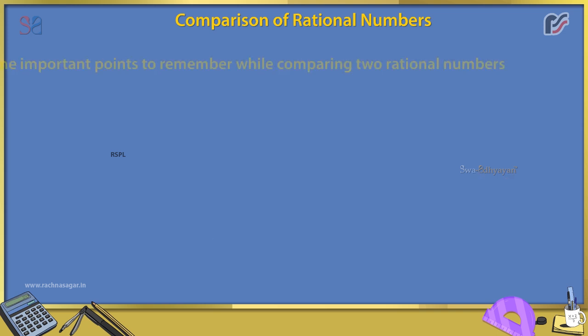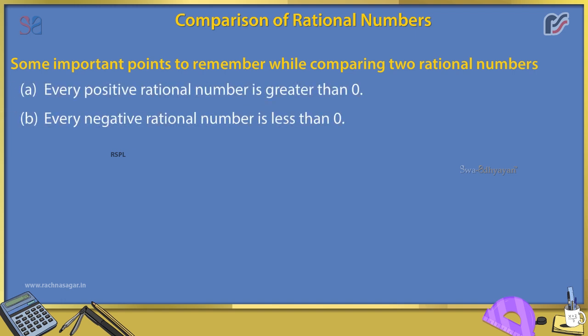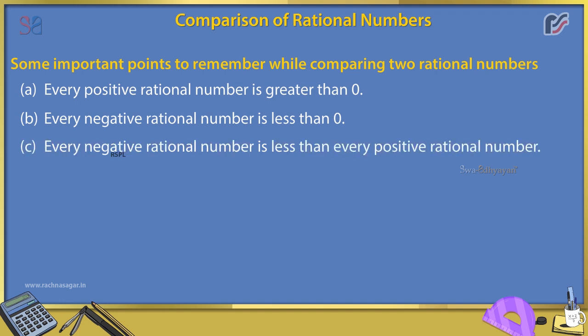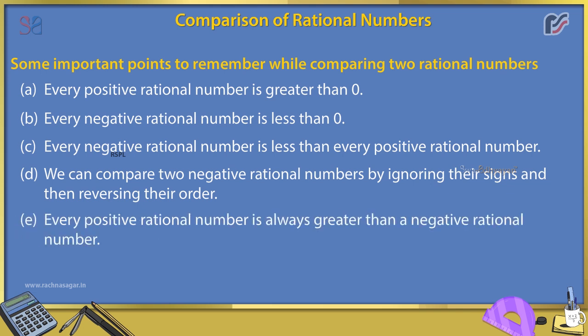Some important points to remember while comparing two rational numbers. A. Every positive rational number is greater than 0. B. Every negative rational number is less than 0. C. Every negative rational number is less than every positive rational number. D. We can compare two negative rational numbers by ignoring their signs and then reversing their order. E. Every positive rational number is always greater than a negative rational number.